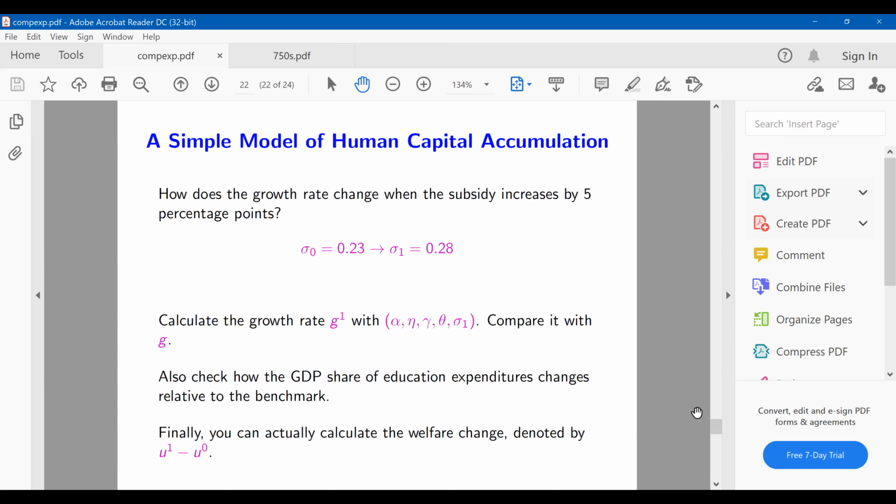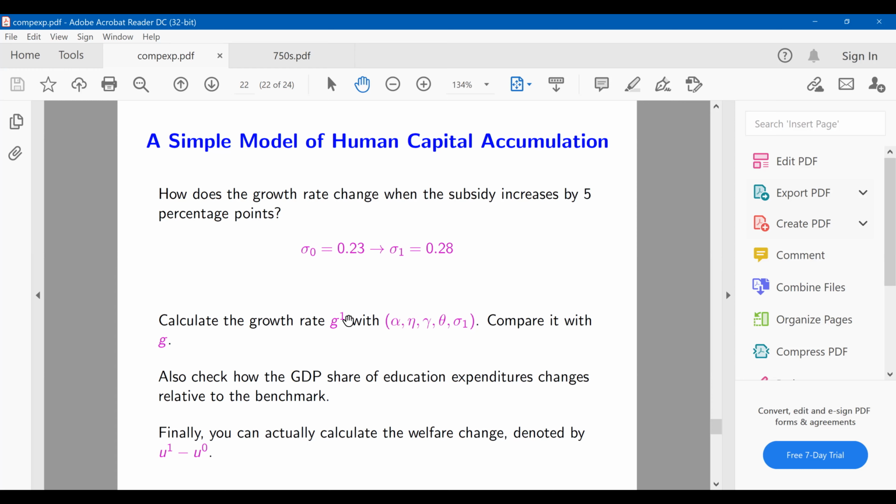Now suppose that our research question is about how education subsidies increase the growth rate, and how education subsidies change the welfare level. Here let's look at a very simple change in education subsidies. Typically our benchmark calibration had this 23% subsidy rate, and suppose that in the experiment we are increasing the subsidy rate by 5 percentage points.